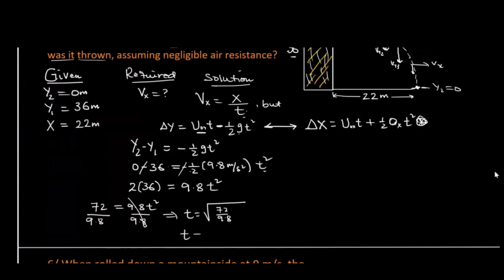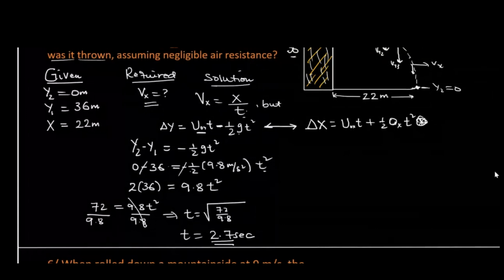Excellent. If you plug this into your calculator, you will get approximately 2.7 seconds. Bingo. Now, this is the lifesaver. Why? Because remember, in the beginning we were looking for Vx. Now we have t from the vertical motion. Go ahead and plug it in here.